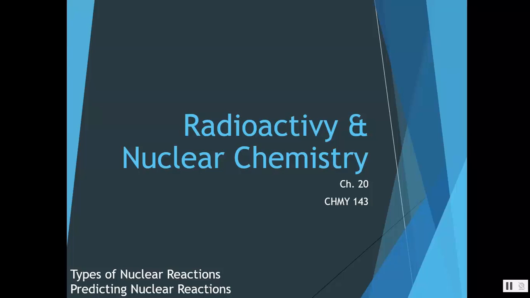Today we're going to start talking about Chapter 20, which is all about nuclear chemistry and radioactivity. Today what we'll discuss are the different types of nuclear reactions. There are 5 of them, and each of those nuclear reactions we're going to see cause a change in the nuclei, which is going to be associated with a change in the identity of the substance. And then we'll look at how we can predict nuclear reactions based on this band of stability or valley of stability.